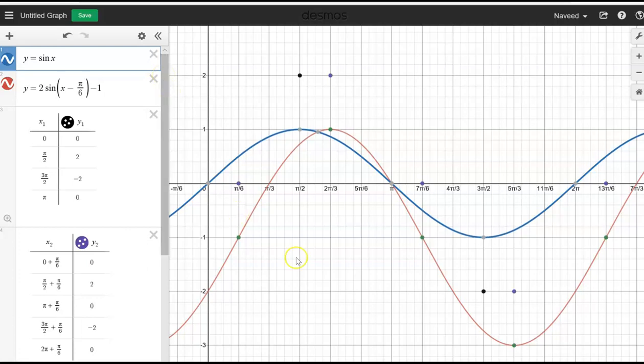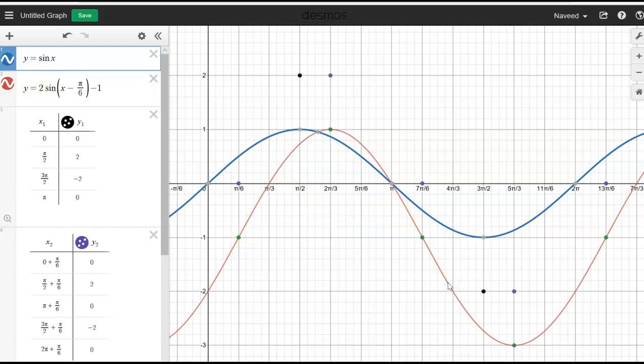Another thing, equation of midline. Notice that this is -1 right here. y equals -1. Very good. What is the amplitude? Amplitude is 2. So as that right there, you can see that. You can double check that based on the graph that you got.